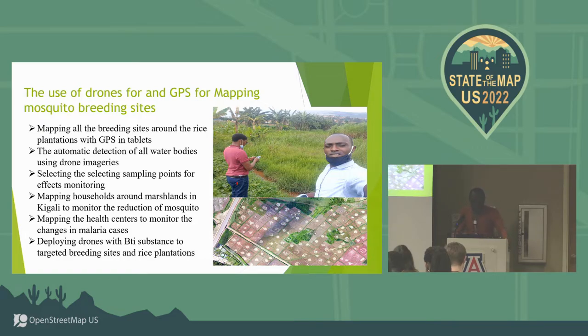So we also have to deploy the drones, the drones that are able to go and spray the BTI substance to the breeding site. When I say breeding site, it is anywhere that a mosquito can grow and produce mosquito larvae.